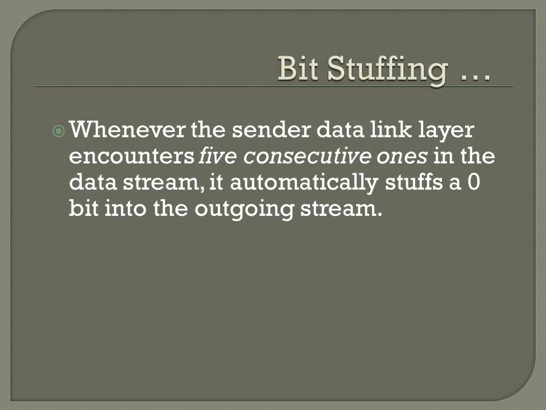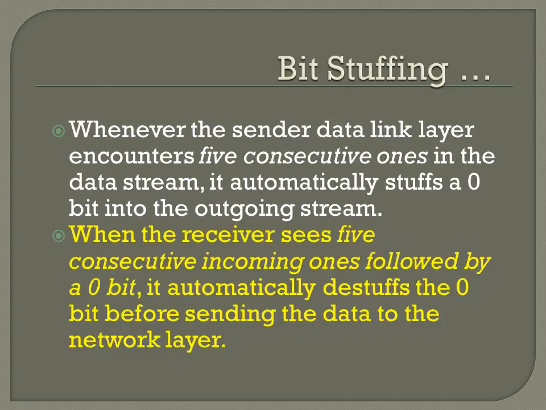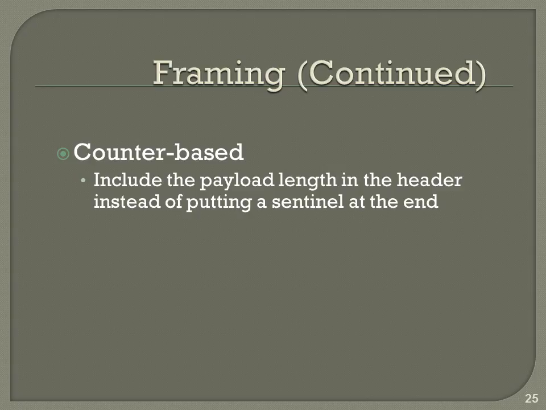Whenever the sender data link layer encounters 5 consecutive ones in the data stream, it automatically stuffs a 0 bit into the outgoing stream. Similarly, when the receiver sees 5 consecutive incoming ones followed by a 0 bit, it automatically destuffs the 0 bit before sending the data to the network layer. Okay. So this is basically how the bit stuffing scheme works.